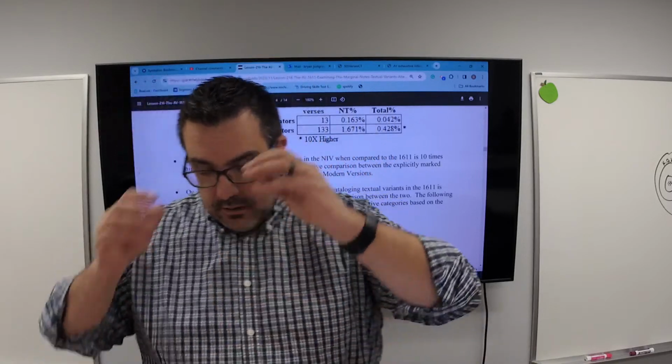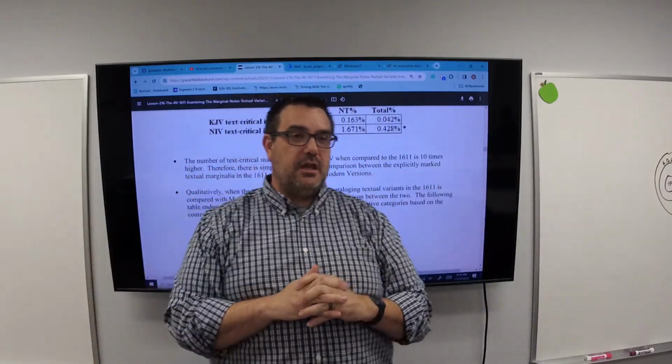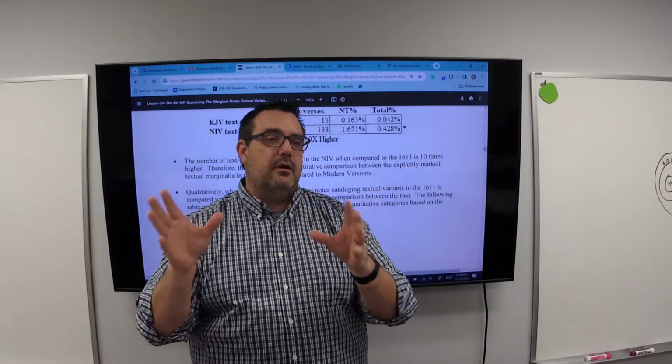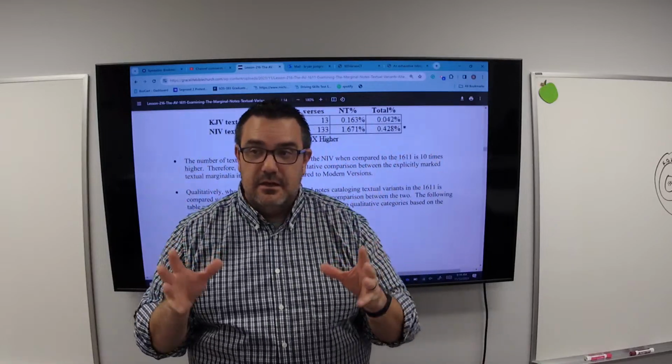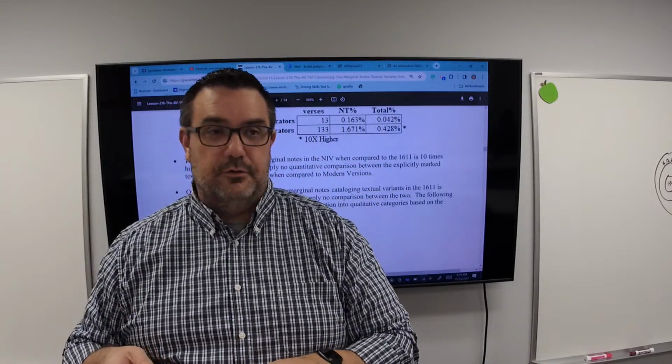So, quantitatively, in terms of number, are there far more text critical notes in a modern version than there were in the 1611? Yes. Now some will say, well, that's because we know more, we have more textual data available to us now, so of course there's going to be. Okay? So that's how people who are modern version advocates might try to do away with this. For now, I just want you to see that in terms of number, is there any comparison in terms of percent of the text? Do the modern versions have 10 times higher markings related to text critical notes?